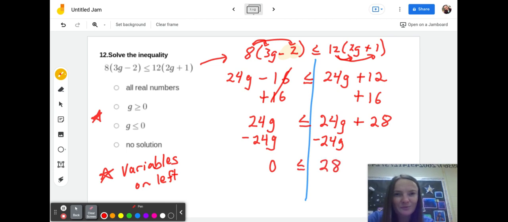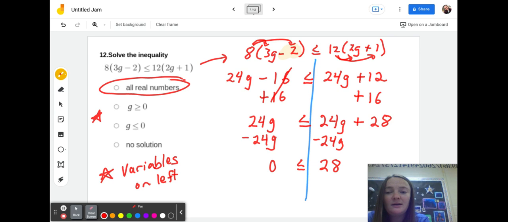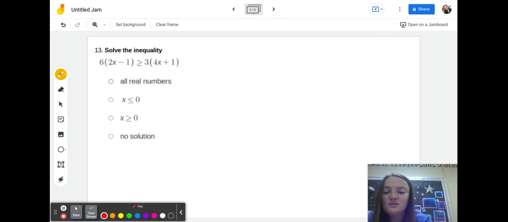Well, I don't know what world we're living in if we think that 0 is equal to 28, but the question is, is 0 less than 28? Well, yeah, 0 is less than 28, and so what we can actually say here is that there are infinite solutions. Every single number that I plug in here is actually going to work. And that's because at the end, I got an inequality that was always true. And so what we can say here is that all real numbers is the solution. All right, let's go ahead and move on to the next one.